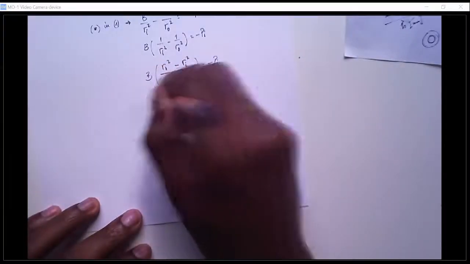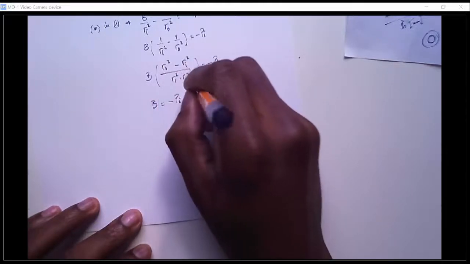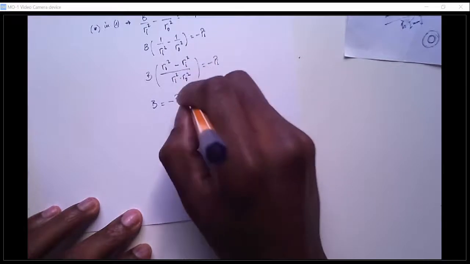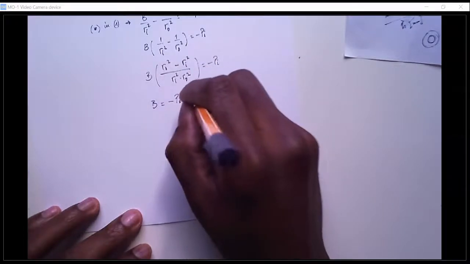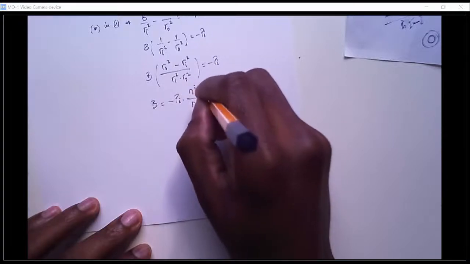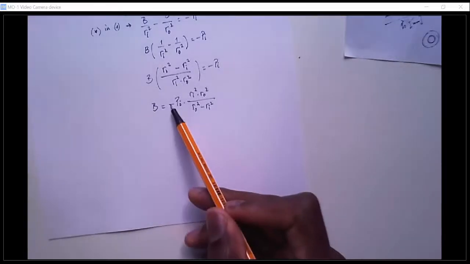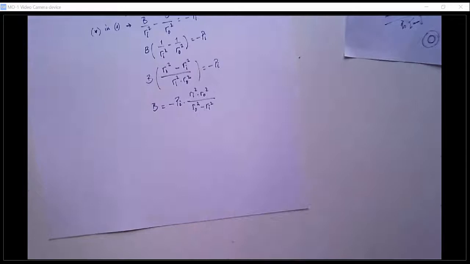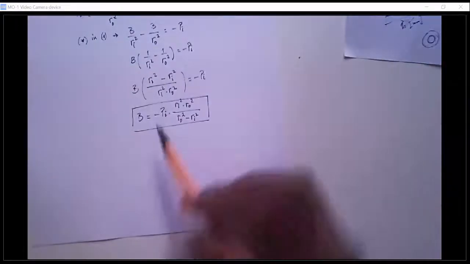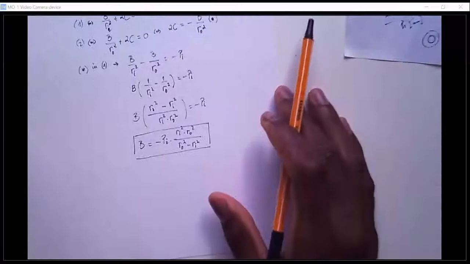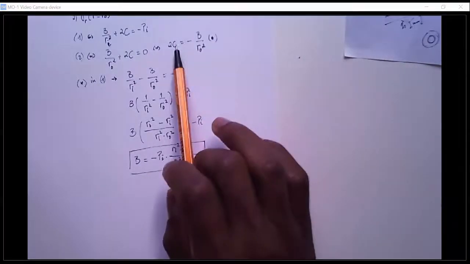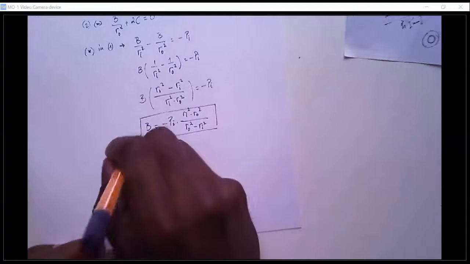B is then equal to minus pi times ri squared times ro squared divided by ro squared minus ri squared. Very good. With the negative value, or we could remove the negative value, then inverse the sign here. Doesn't really matter. That's the value for b. And now that we have a value for b, we can find a value for c. If this is b, what is c?